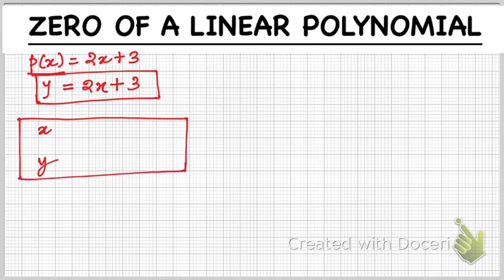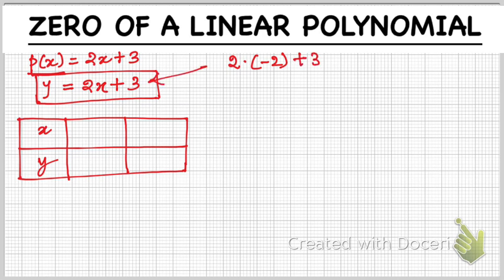You have learned this in your junior classes as well, no? So we'll take 2 points. Okay, so putting the value of x as -2. Then you will get 2 into -2 plus 3. We are putting the value in this equation. So y will be equal to 2 into -2 plus 3. That will give you -4 plus 3, which is equal to -1.